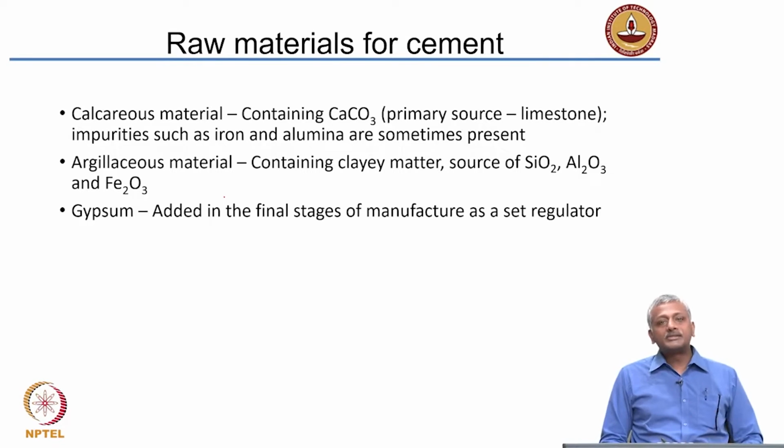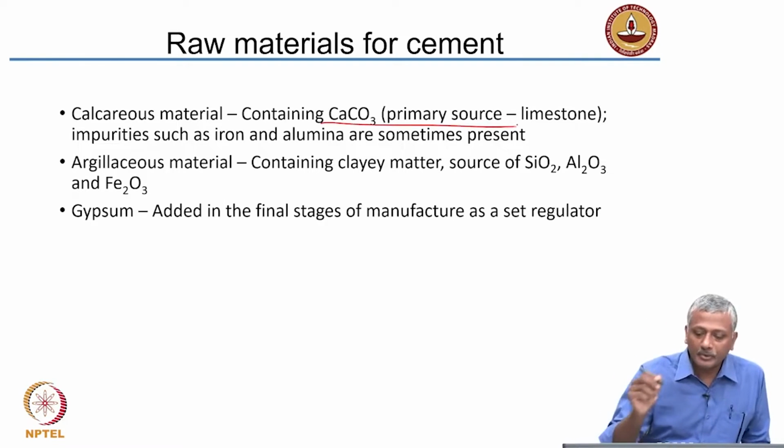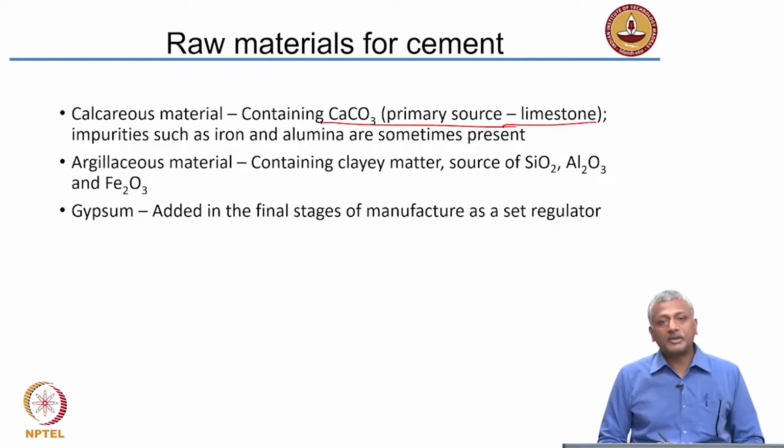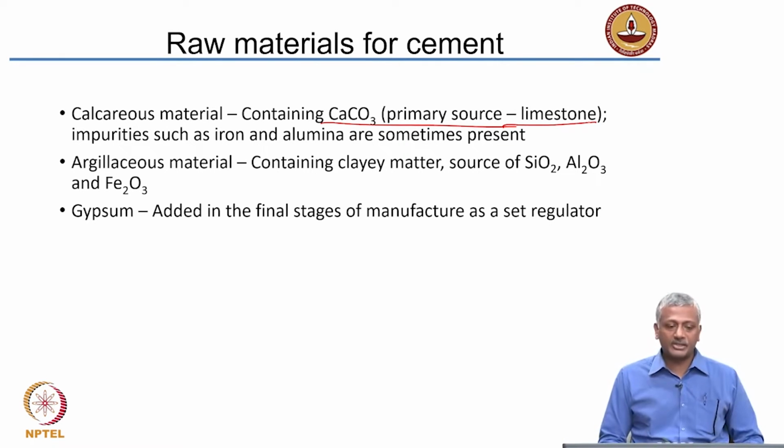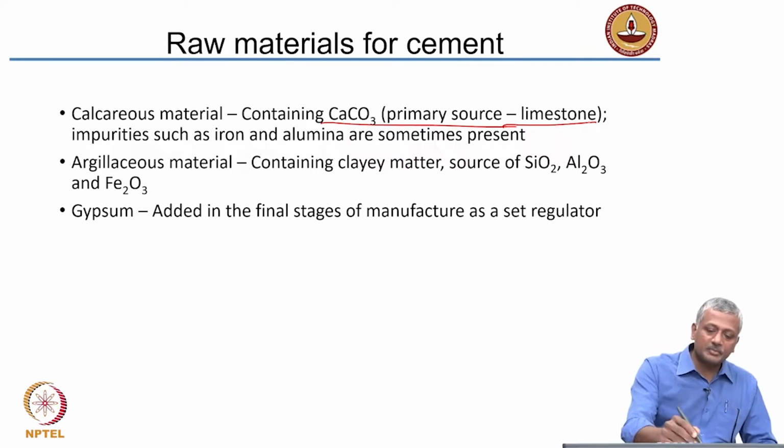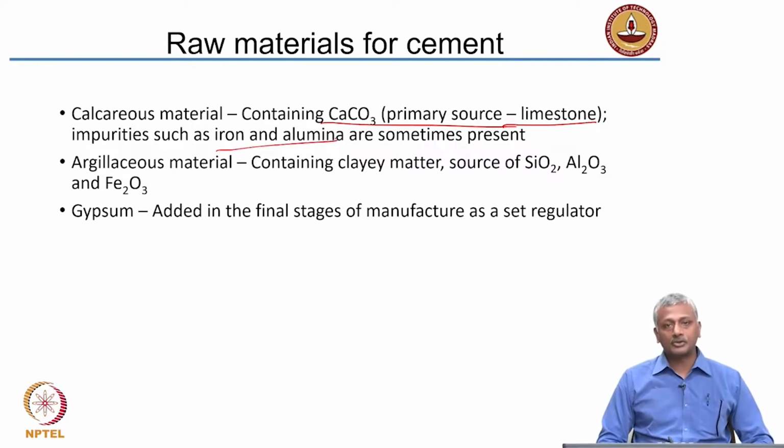Now, what are the raw materials that are required to make cement? The principal component of cement is lime. For lime, you need to get limestone. Any source that contains a large quantity of calcium carbonate is needed. Mostly it will be limestone because that contains the purest form of calcium carbonate. Sometimes it may have impurities such as iron and alumina also.